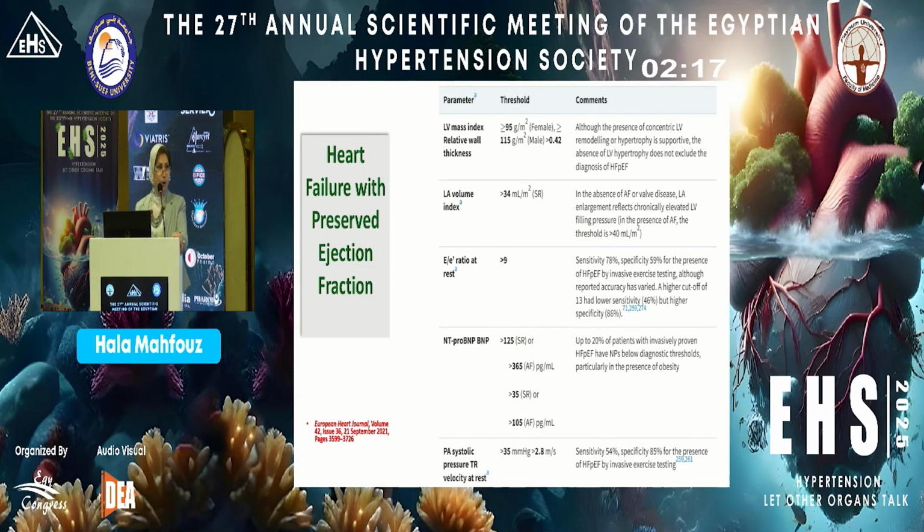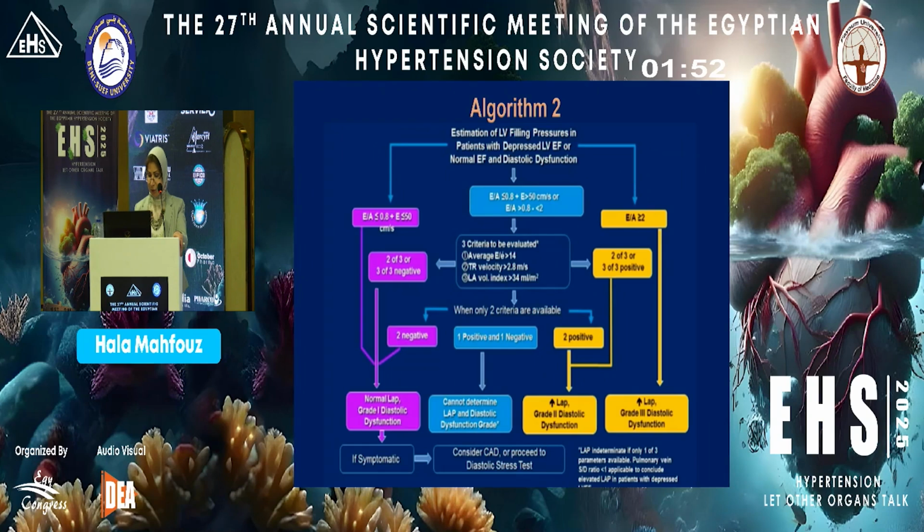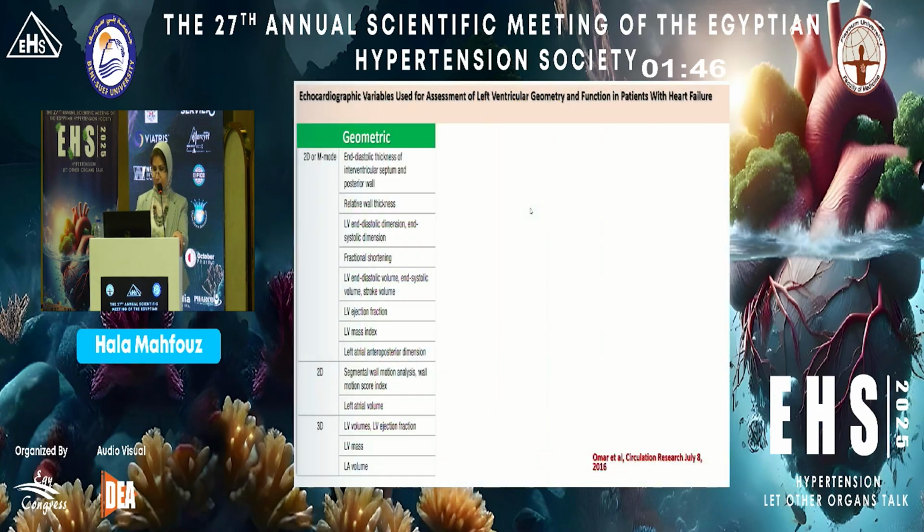Again, the diastolic function parameters, as we all know, there are 4 important parameters we have to measure to assess diastolic function or heart failure: the LV mass index and the relative wall thickness, left atrial volume index more than 34 milliliter per square meter of body surface area, the E over E prime, and the pulmonary systolic pressure using tricuspid regurgitant velocity, to prove or exclude the presence of diastolic dysfunction and heart failure. And this is the algorithm to use to estimate the left ventricular filling pressure.